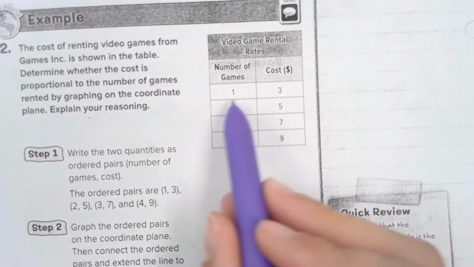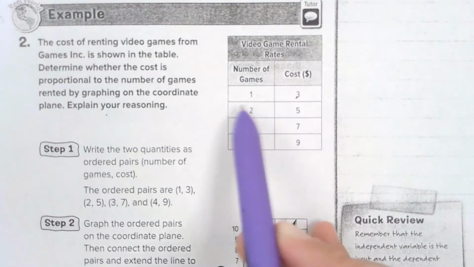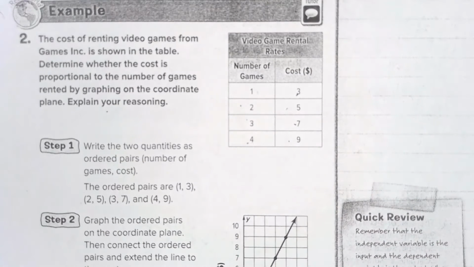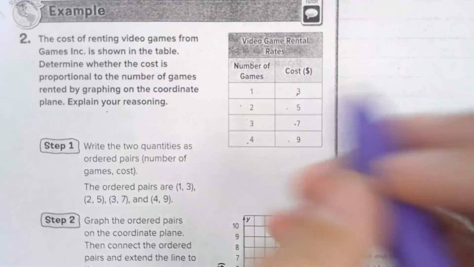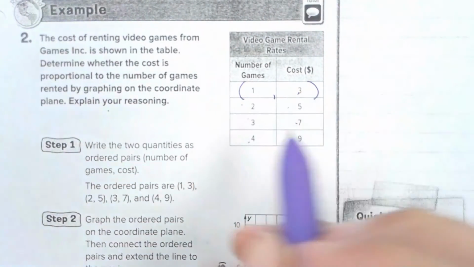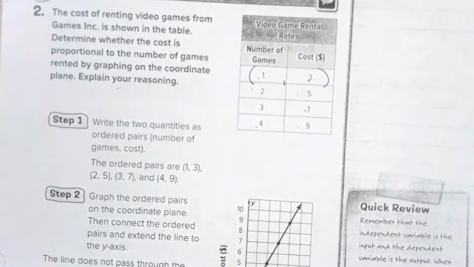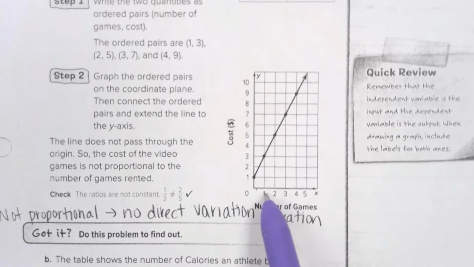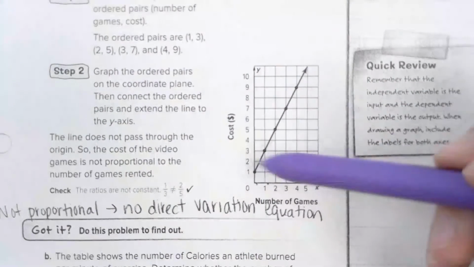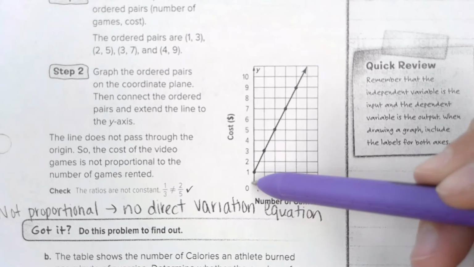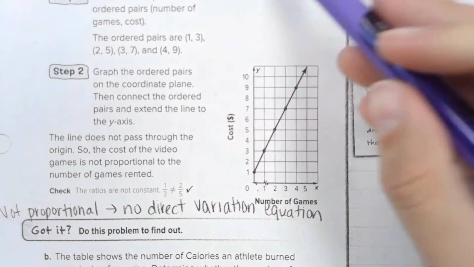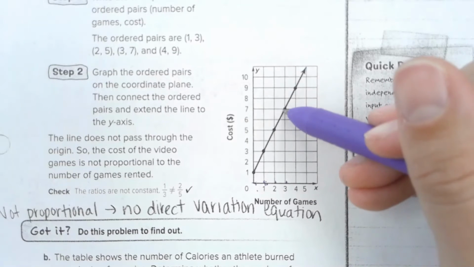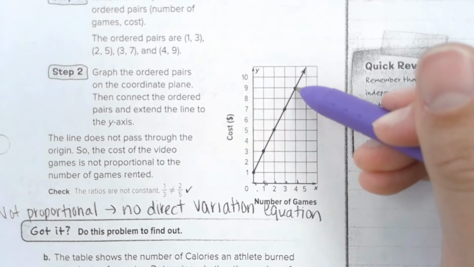So for one game, it cost $3. 2 games, it was $5. 3 games, it was $7. And 4 games, it was $9. So again, guys, these create ordered pairs for us. At one game, it was $3. As you can see on their graph, at one game, they went up 3. So one game, $3. The next one was 2 games, $5. Next one was 3 games, $7. And the last one was 4 games, $9.